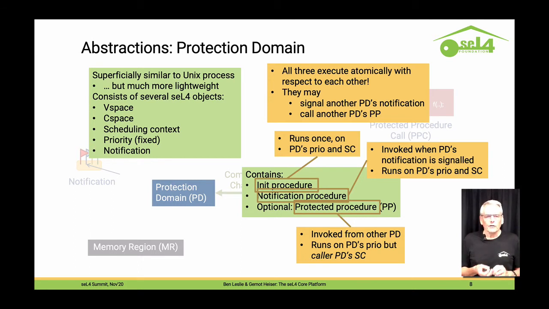Importantly, this is all sequential. There is no concurrency control needed. The core platform guarantees that these functions will never run concurrently, so they are atomic with respect to each other. And they may interact with other protection domains by signaling or by making a protected procedure call. And that's it. That's basically the programming model. Right, that was the protection domain abstraction.